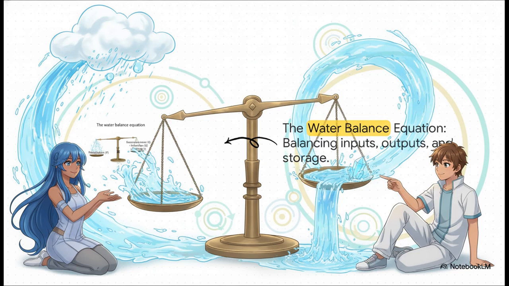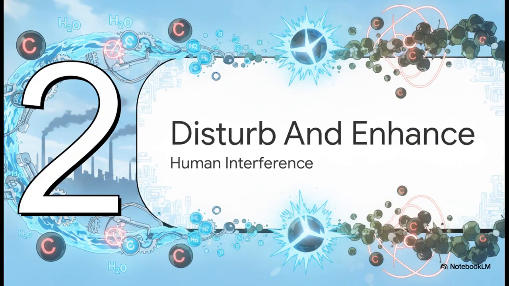Think of the water balance equation as that natural baseline. Your inputs, like precipitation, have to perfectly balance out against your outputs, which are things like evapotranspiration, streamflow, and vital storage changes over time. When the scales tip naturally, the system simply corrects itself. But what happens when we introduce a highly active catalyst into this perfectly balanced equation?